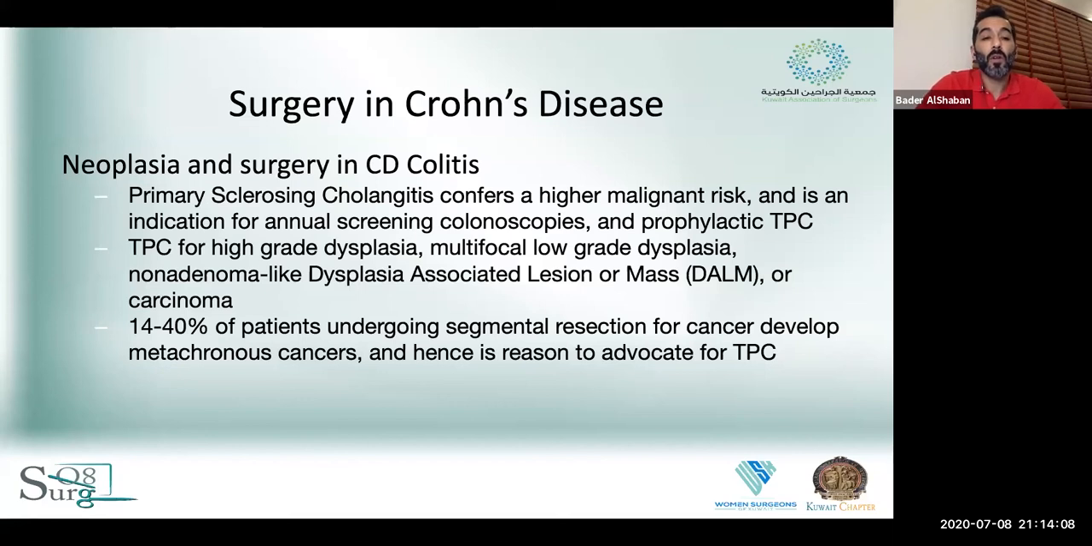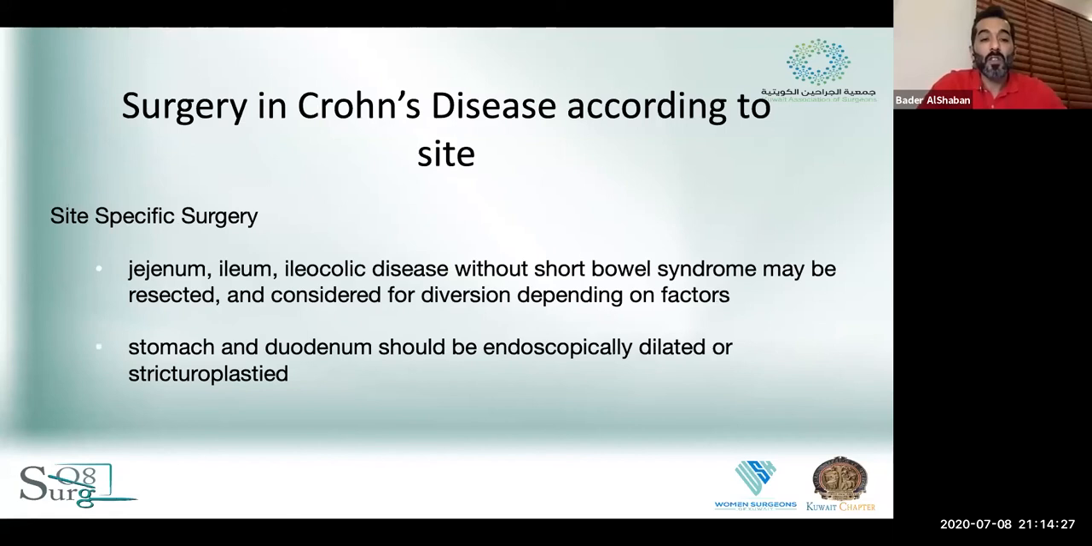And also other indications, like I was mentioning, are high-grade dysplasias, multifocal low-grade dysplasias, and what is known as the dysplasia lesion or mass, which are usually non-adenomatous and may show on chromoendoscopy. Site-specific surgery. When it comes to the stomach or the duodenum, you should avoid resection whenever you can. Endoscopic dilatation and strictureplasties have been the mainstay of therapy with usually good success.